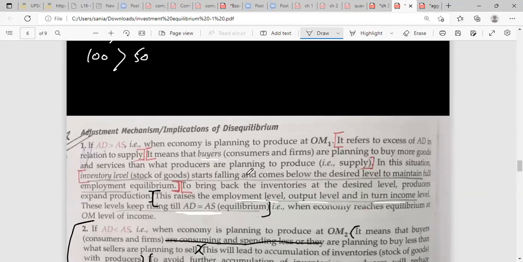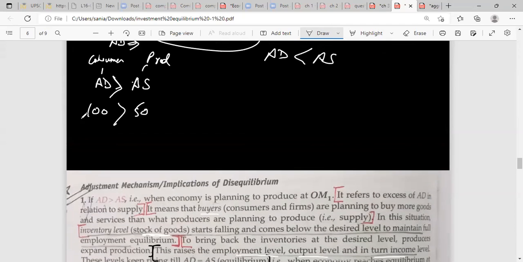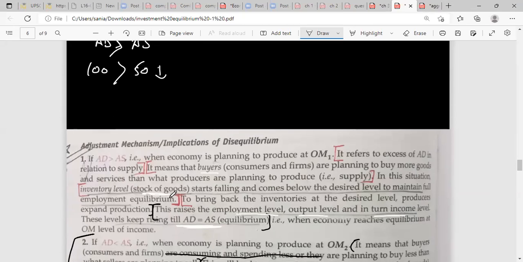So now because of this, what will happen? In this situation, inventory level, meaning stock of goods, starts falling. Now 100 people are demanding, so it will slowly start falling, right? For example, people start buying, they start selling, and the stock falls below the desired level of maintained full equilibrium. It will fall down, down, down.